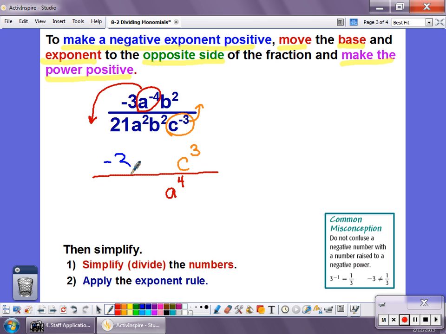Now, everything else in this fraction is going to stay the same. My -3 here is going to stay the same. My b squared is going to stay the same. On the bottom, I still have 21. I still have an a squared. I still have a b squared. Okay, the only thing that changes is the 2 things that I had to move.